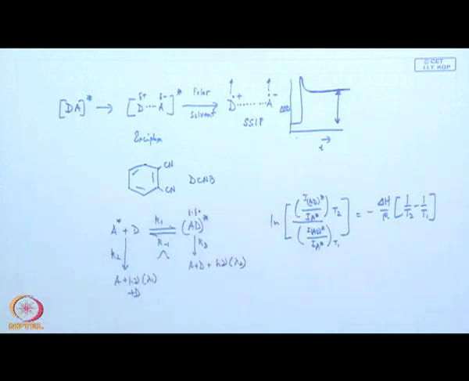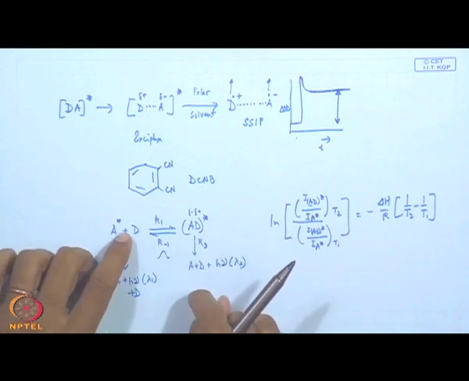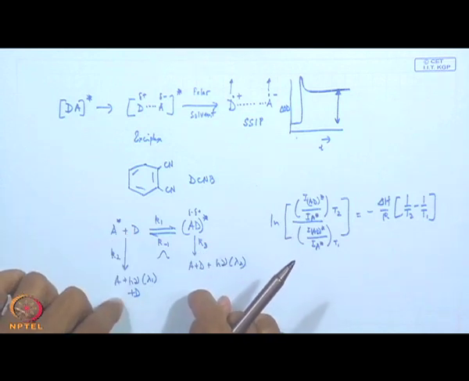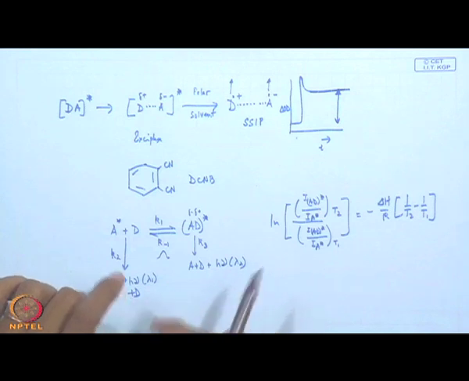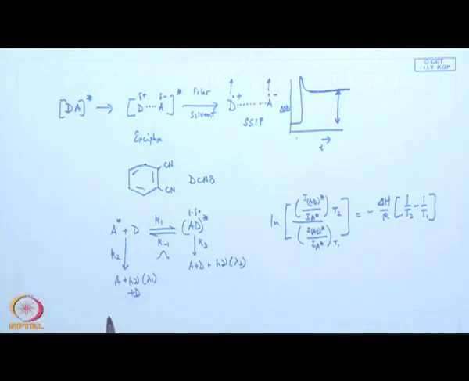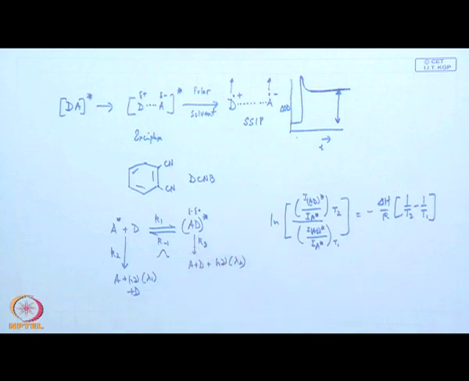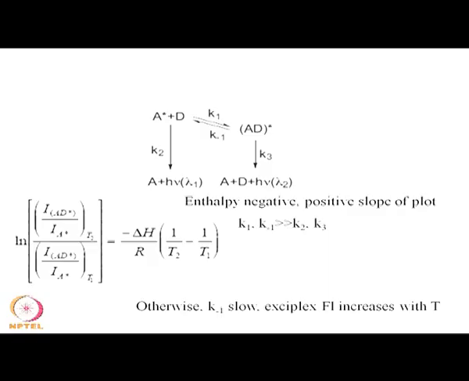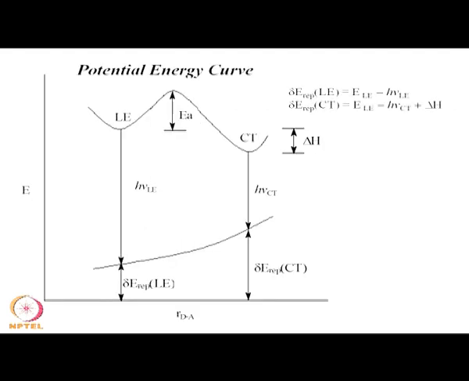rapid compared to this. So, if you increase temperature, then not only this one, but this one will also increase. Okay. And as a result, overall fluorescence of this one will be affected, and with increase of temperature, in the first case your fluorescence intensity will decrease. Okay. This is a typical potential energy curve for your locally excited and charge transfer state.